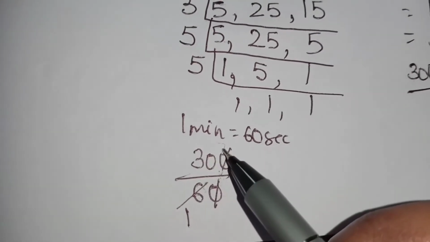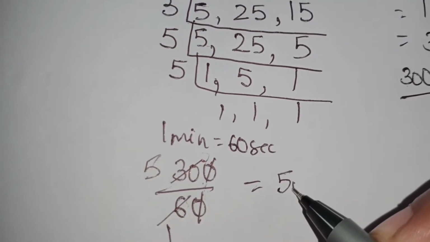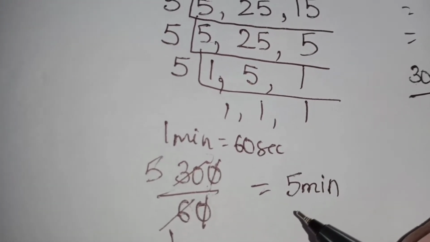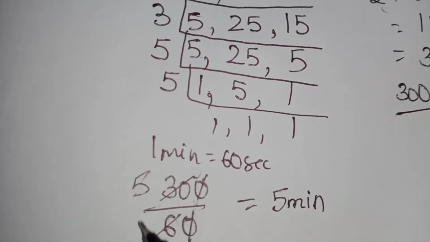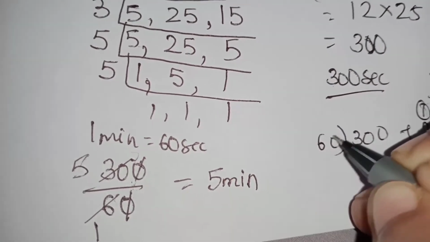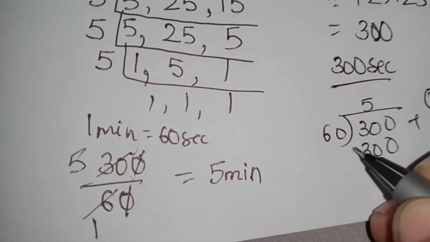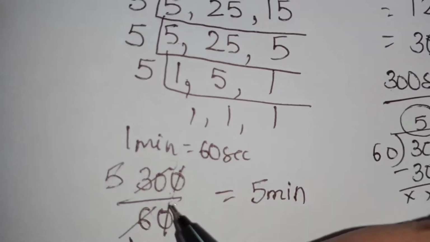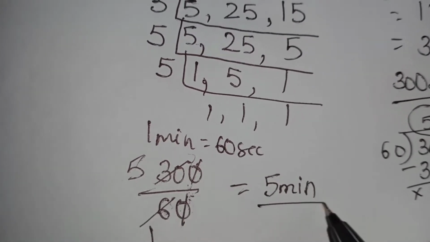6 1s are 6, 6 5s are 30. So how much did we get? 5 minutes. I have converted this 300 seconds into minutes. Otherwise you can divide here like that: 300 divided by 60. You know that 6 5s are 30, so if you multiply, you will get it. See, in this way also you got 5. So you can do this division, or if the last 0 is there, you can cancel it and it becomes easy. 6 1s are 6, 6 5s are 30. So 5 minutes we got.